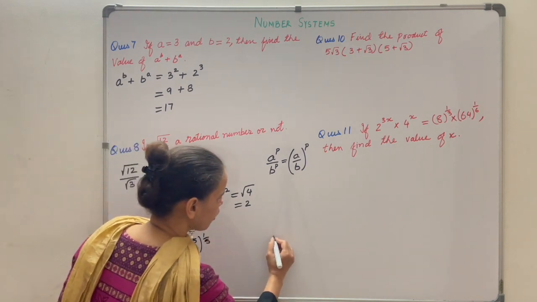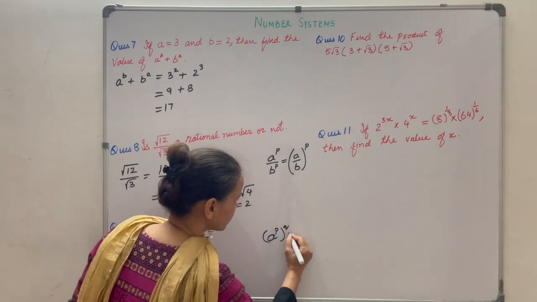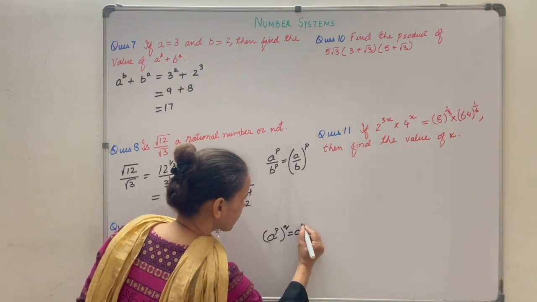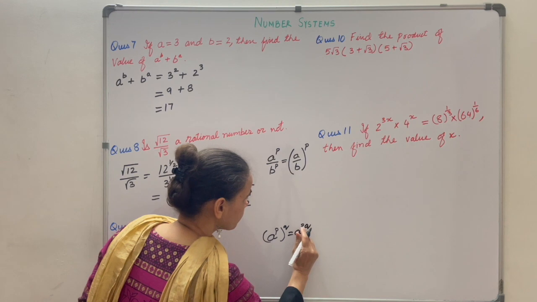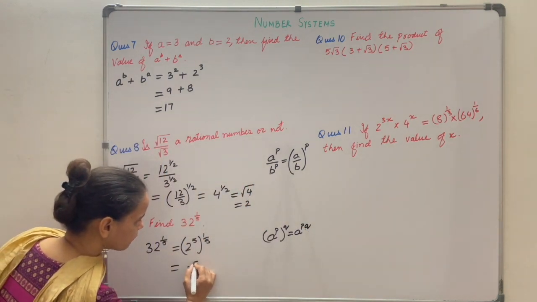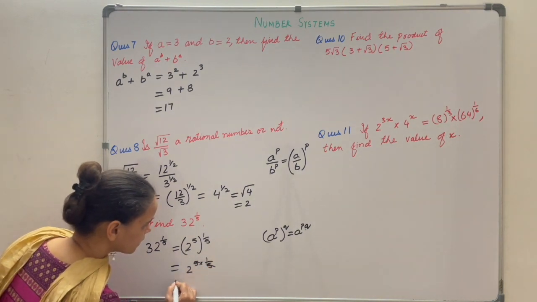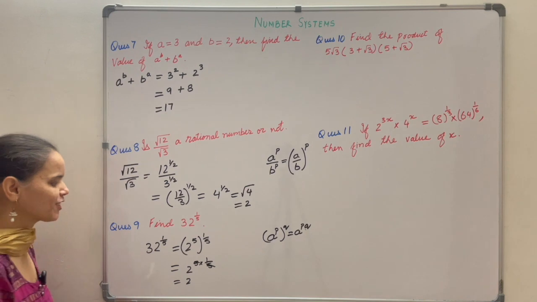So using this law we will solve. a raised to power p whole raised to power q is equal to a raised to power p into q. So you have to just multiply the exponents. So you have 2 raised to power 5 into 1 by 5. You can cancel it out. So you will have the answer as 2.